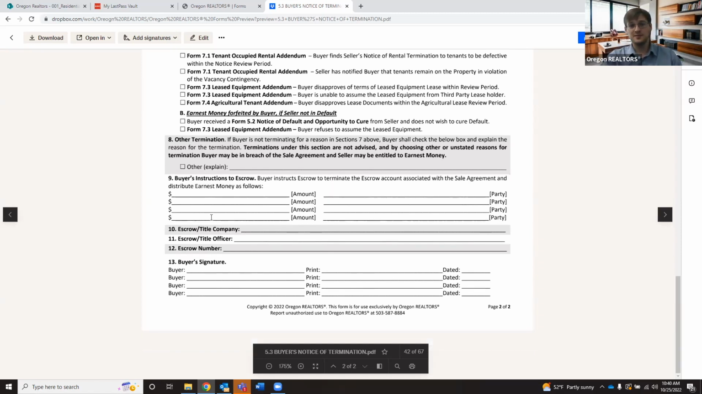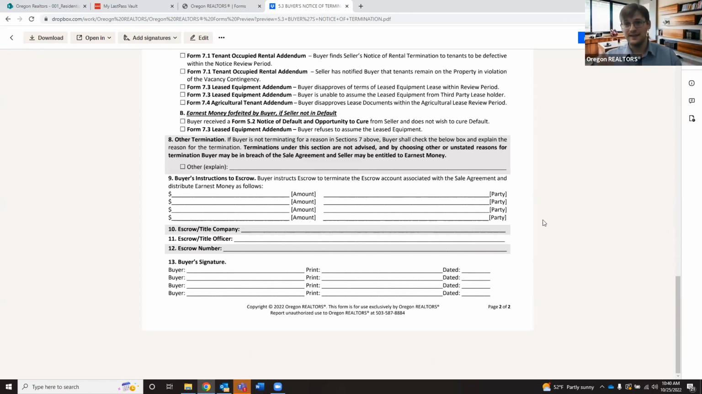They have their instructions to escrow where they say, here's where the money goes, here's the escrow company, here's the officer I was working with, here's the escrow number. And if that section 9 through 12 is identical to the one that's in the response to termination, escrow moves forward and it's great. If they're different, if the buyer says all the earnest money goes to me and the seller says all the earnest money goes to me, then you have a problem that has to be mediated or resolved in dispute resolution of some kind.